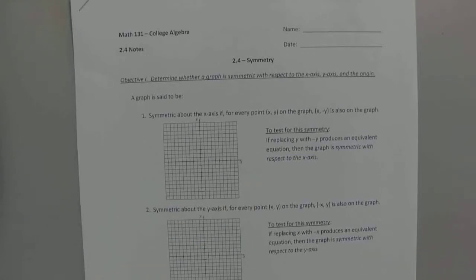So we start our second exam with section 2.4. We left off at 2.3 with our first test. 2.4, 2.5, and 2.6 are really going to get into the graphs of equations and functions and properties of those, all right? So 2.4 is all about symmetry.